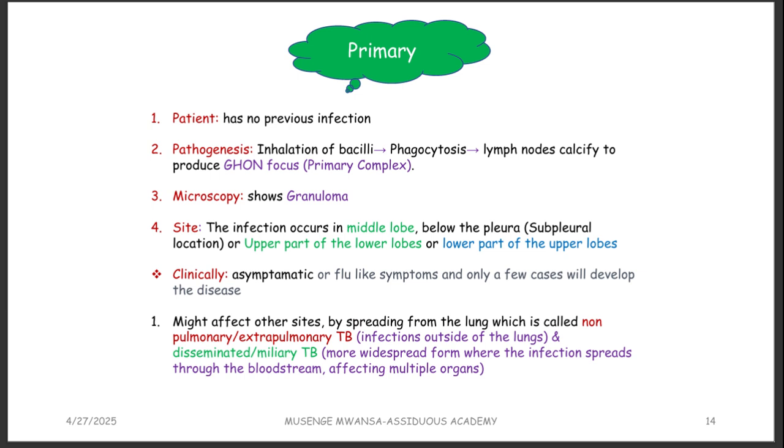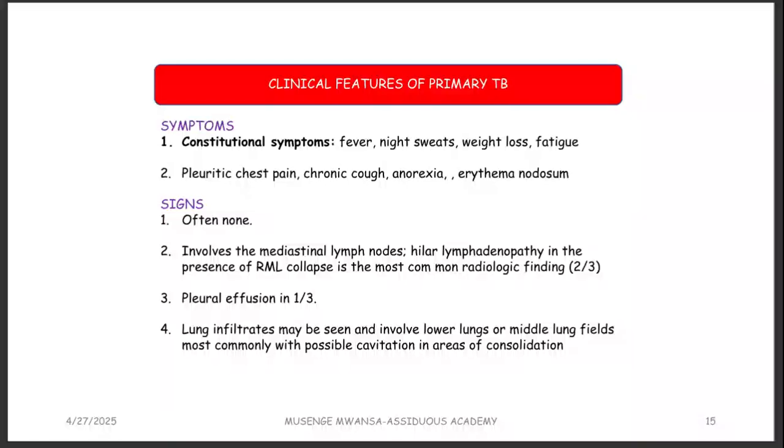You also have what we call disseminated TB. Disseminated TB is involving a lot of organs at the same time, including the respiratory system. Disseminated TB is also known as miliary TB. So differentiate extrapulmonary TB from disseminated TB. Extrapulmonary just means that it's not involving the pulmonary, only other organs.